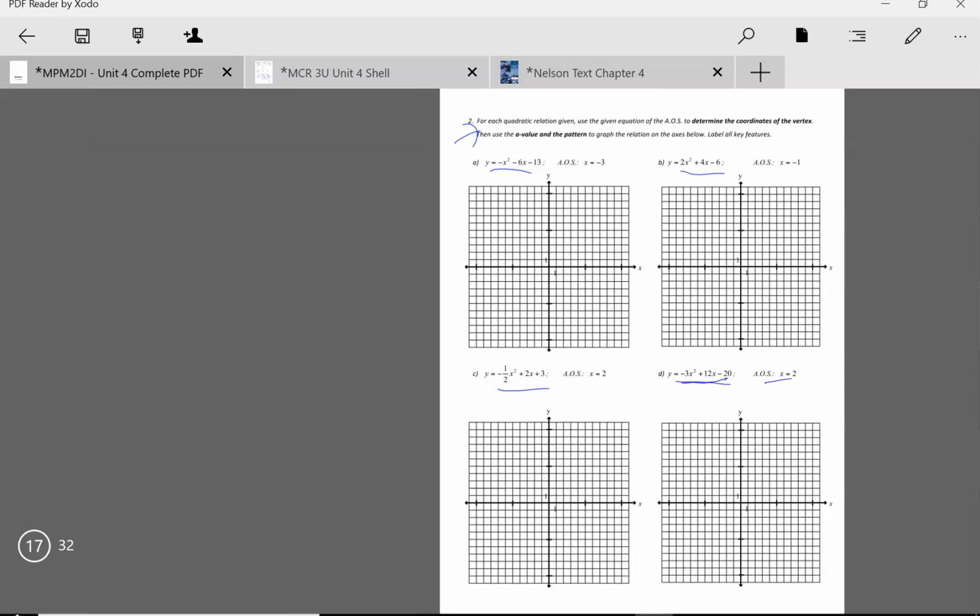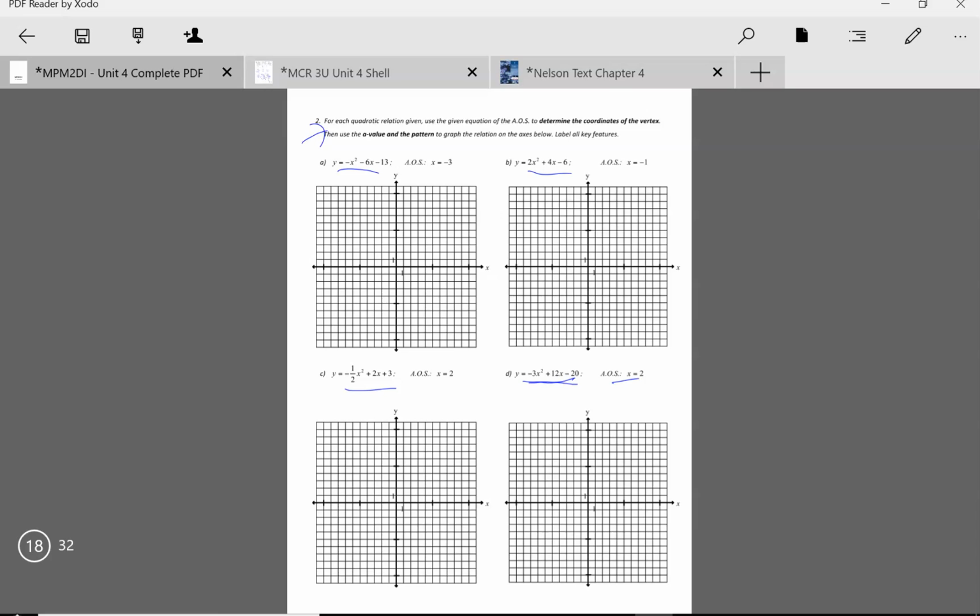I don't think any of these questions are particularly difficult. They're very similar. Axis of symmetry is given. You're just going to find the vertex first. So for these questions, you don't have to put a table of values. You just have to find the vertex. The x coordinate is already given because that's the axis of symmetry. You just substitute x equals 2 into your equation. You find your y, and then you know your step values.